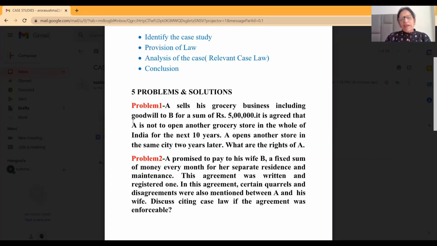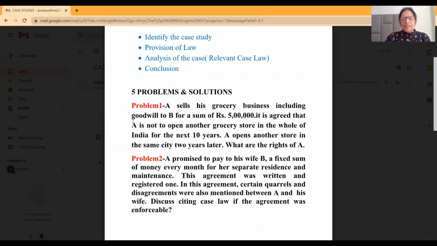Section 27 provides, friends, that any agreement which is made in restraint of trade is void. But this rule is not applicable in certain exceptional cases. So friends, read the problem very carefully. First of all, identify from which act, which chapter and which heading this problem belongs. And then, what are the provisions regarding that. Then apply the provision to the given problem and then give the conclusion.